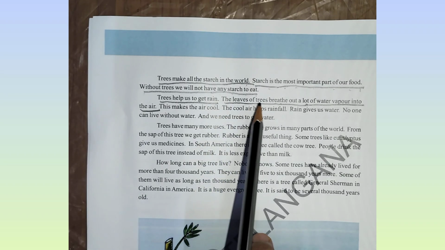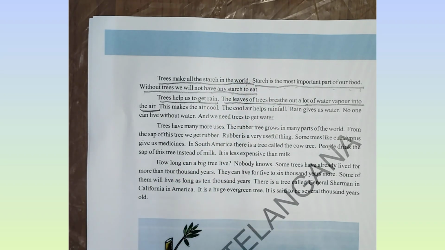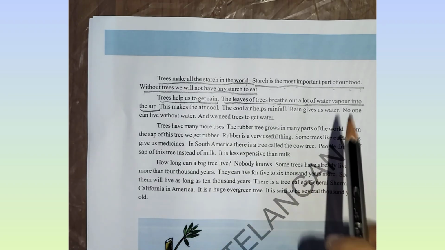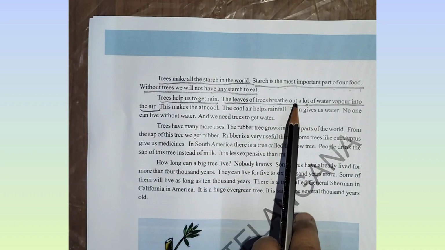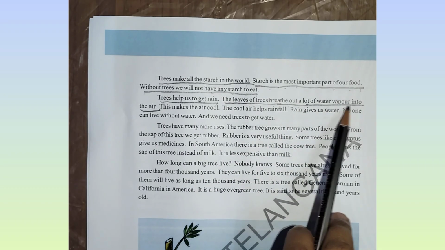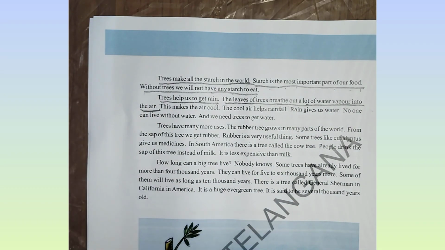The leaves of the trees breathe. Trees are also living organisms, because they breathe: they take in carbon dioxide and release oxygen. The leaves of the trees breathe out a lot of water vapor into the air.